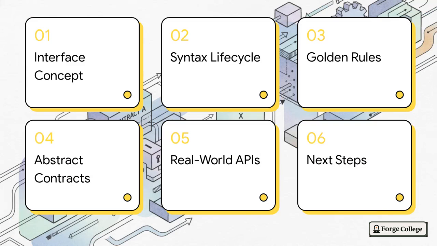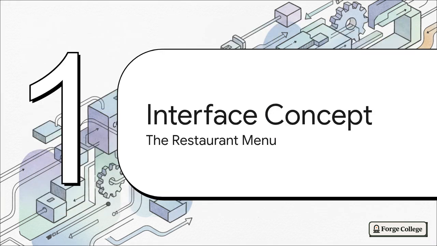Here's our roadmap for understanding stable contract APIs today. First up, the interface concept. Second, breaking down the code. Third, the golden rules. Fourth, comparing interfaces to abstract contracts. Fifth, real-world APIs. And finally, conclusion and next steps. Let's get into it. Section 1. The interface concept, featuring our trusty restaurant menu analogy.